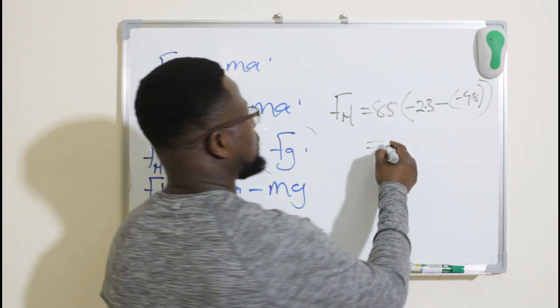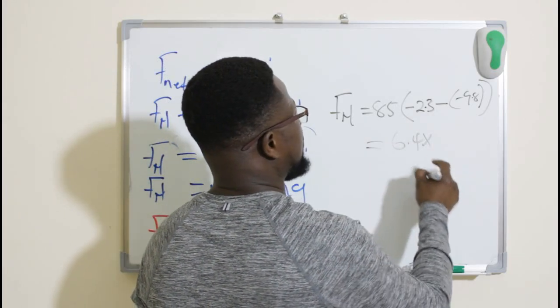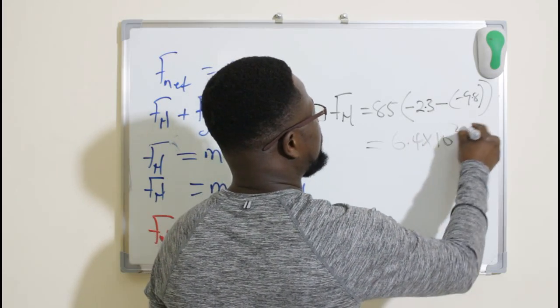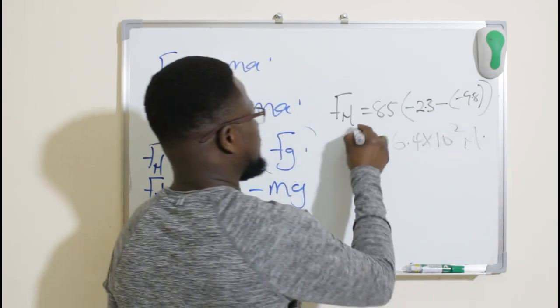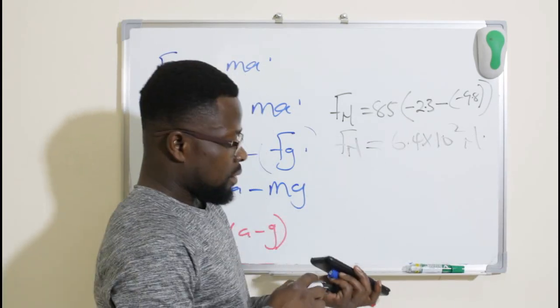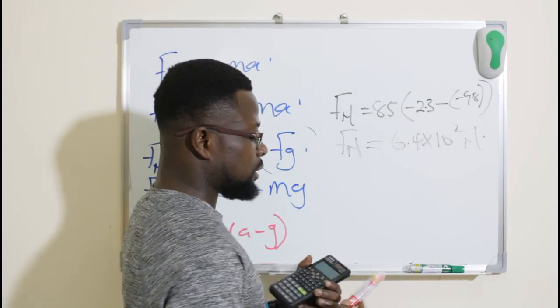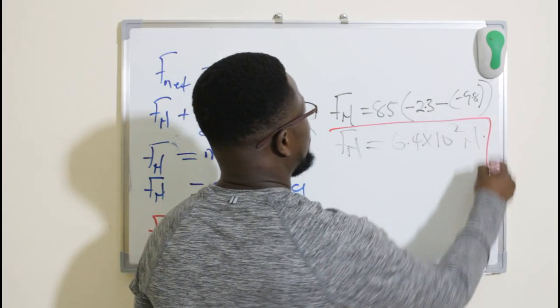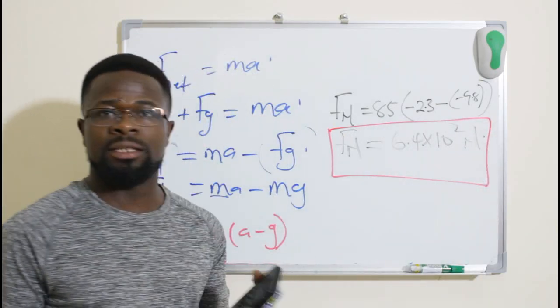And now you work out this, and then we can just see what we're going to have straight away. We're going to have 6.4 multiplied by 10 to the power of 2 newtons. And that becomes the final solution for calculating the normal force in the elevator.